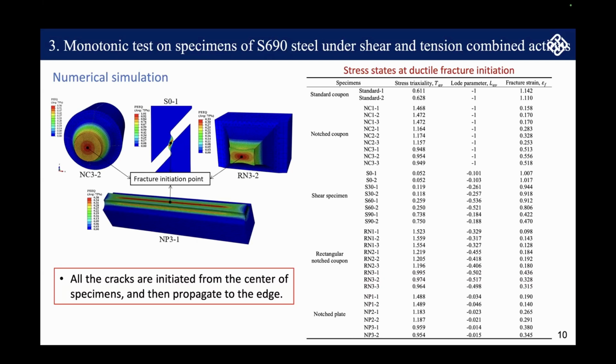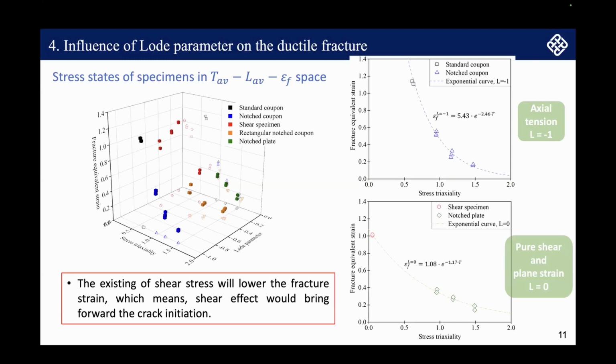Here I summarized all the stress states of the specimens: the stress triaxiality, Lode parameter, and fracture strain. Then I plot them in a three-dimensional space: the stress triaxiality, the Lode parameter, and fracture strain. We can simply draw a conclusion that with the increase of stress triaxiality, the fracture strain sharply decreases. That's just our common sense: with more intensive stress concentration, the specimen is more likely to fracture.